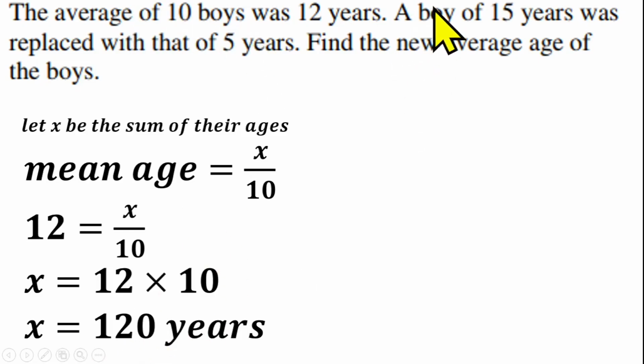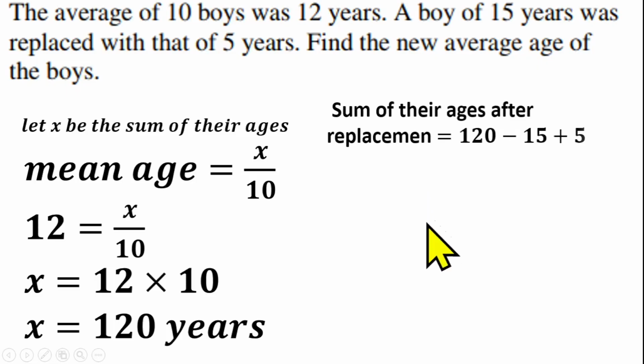So now a boy of 15 years was replaced with one of 5 years. That means we will need to remove 15 years from the sum of their ages, then add 5 years to it. So a 15-year-old boy's age was removed from this 120, and it is replaced with 5 years. So I'll be having the sum of their ages now after replacement. That will be 120 minus 15 that was removed plus the 5 that was added. So that should give us 110.